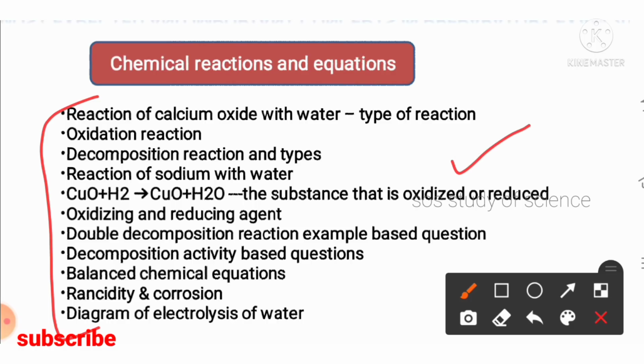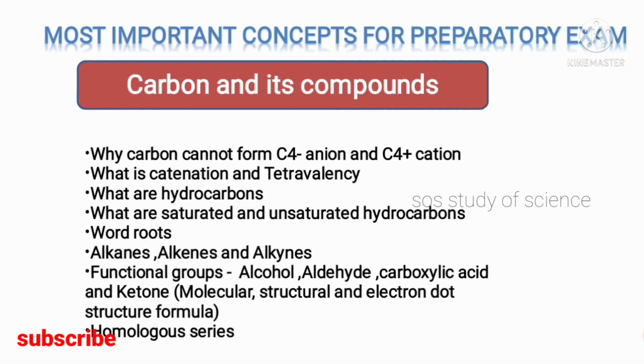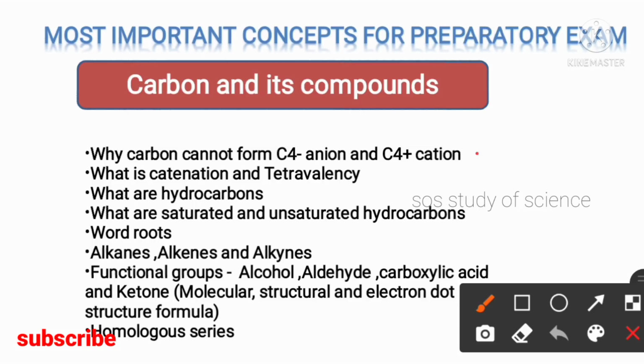So now let us focus on the next lesson. Next and the most important lesson is carbon and its compounds. So when we look at the carbon and its compounds lesson, the frequently asked concepts from this lesson are as follows. First and foremost, you must know why carbon cannot form C4 minus anion or C4 plus cation. So the explanation related to this concept I have given in the one short video which I have posted for the lesson carbon and its compounds for 2022 board examination. Do check out that video. I will be giving the link of that video also in the description box below.